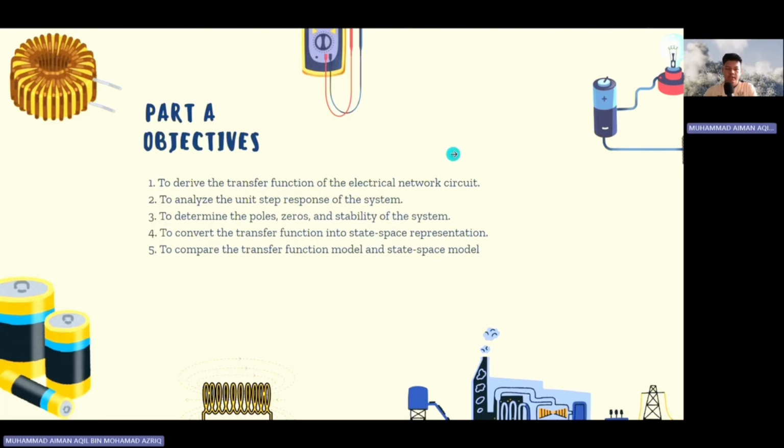So we will move on to the part A objective. There are five objectives in this assignment for part A specifically. The first objective is to derive the transfer function of the electrical network circuit. The second objective is to analyze the unit step response of the circuits. The third one is to determine the poles, zeros, and stability of the system. The fourth one is to convert the transfer function into state space representation, and lastly, to compare the transfer function model and state space model.